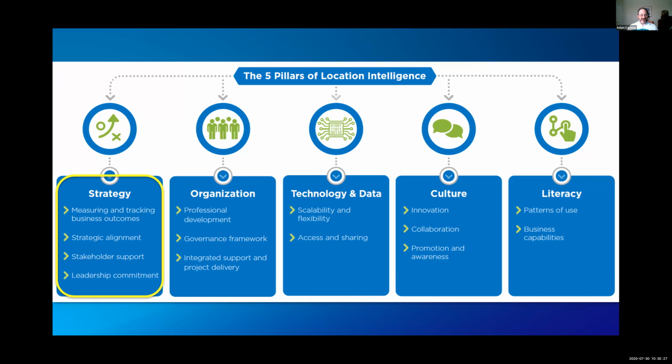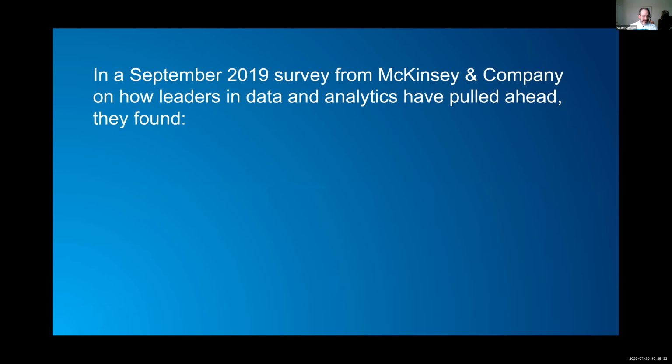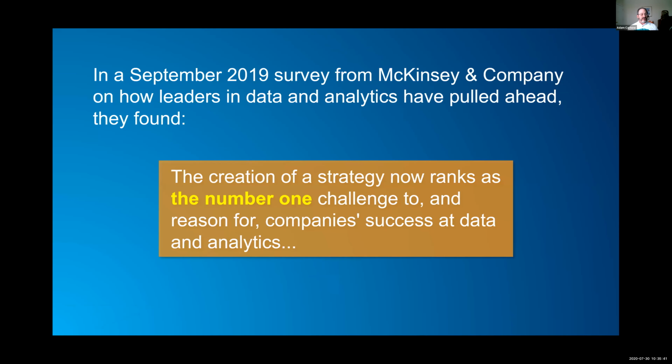So if you're going to be successful with GIS in your organization, you've got to have a strategy. And the importance of a strategy cannot be overstated. In fact, in a September 2019 survey from McKinsey & Company on how leaders in data and analytics have pulled ahead, they found that the creation of a strategy now ranks as the #1 challenge to, and the reason for, a company's success with data and analytics. So the organizations that are most successful with data and analytics, the reason they are is their strategy. The biggest challenge to realizing the true value of data and analytics is not having a strategy. So I can't make it more important that you've got to have a strategy.